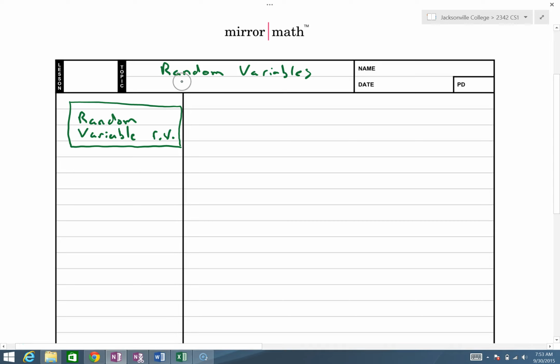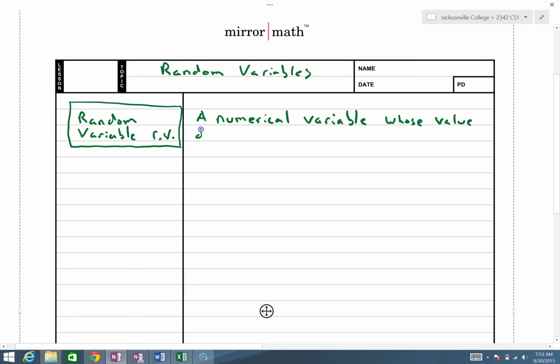In this video we'll be talking about random variables. Random variable. We'll use this abbreviation occasionally. Definition. A numerical variable whose value depends on the outcome of a chance experiment.